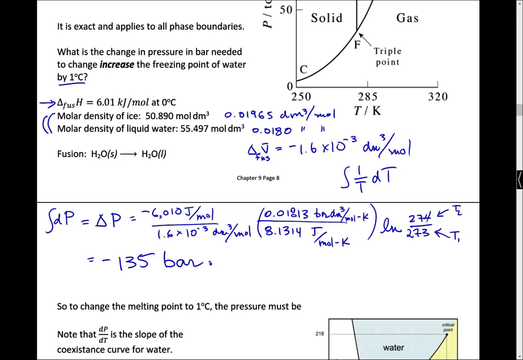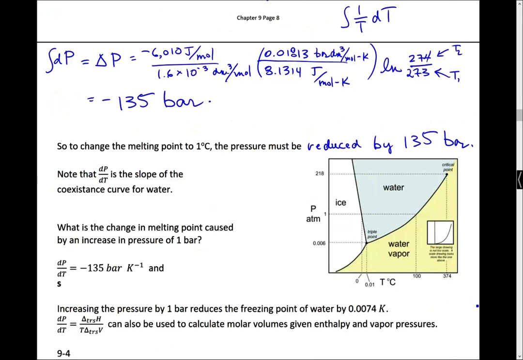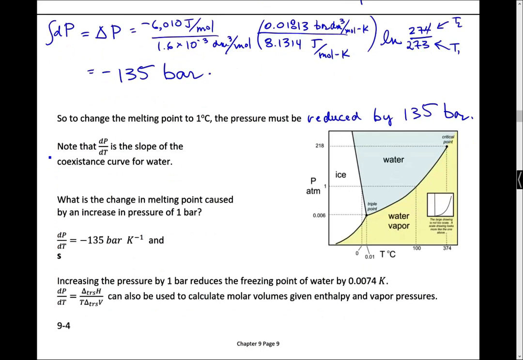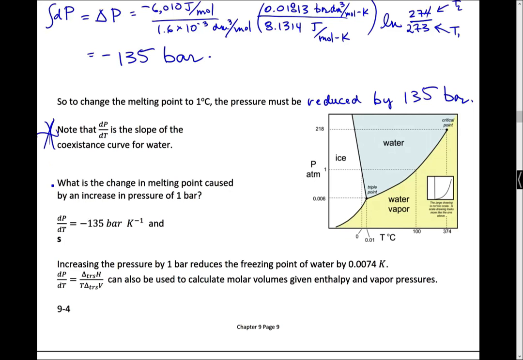All right? So this basically says that if I want to change the melting point from 0 degrees Celsius to 1 degree Celsius, I need to reduce the pressure by a lot. And that's consistent with what we've said previously, that our melting points, fusion temperatures, aren't strongly dependent upon the pressure. So in case it wasn't obvious at this point, dP/dT, this is pressure versus temperature, that's the slope of that curve.